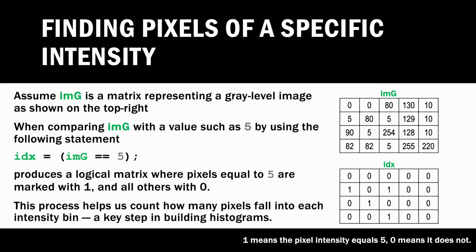Assume IMG is a matrix representing a gray-level image, as shown on the top right. Now look at the highlighted statement. This statement performs a logical comparison between IMG and the value 5. The result is shown in the matrix named IDX at the bottom right. Here, a 1 means the pixel intensity equals 5, and a 0 means it does not. By counting the number of 1s in this logical matrix, we can determine how many pixels have intensity 5. This process allows us to count how many pixels fall into each intensity bin, which is a key step in building histograms.